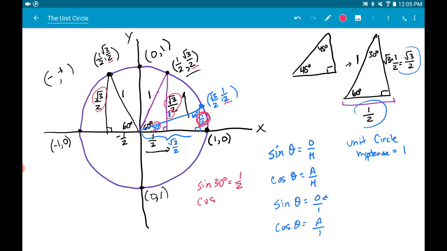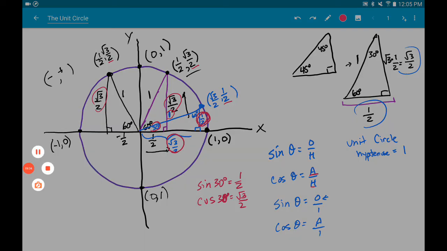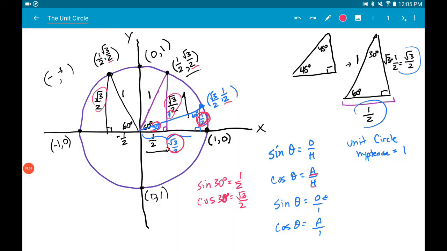But cosine of 30, cosine is adjacent over hypotenuse, but cosine 30 is the adjacent. And then really it's over hypotenuse, but that hypotenuse is 1. We don't have to write that. And those are what we call exact values for sine and cosine.